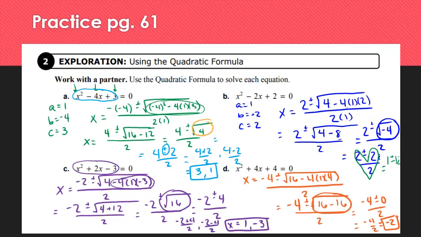So when we talk about the discriminant, I'm going to come back and talk about what happens when you get 0, how I have one solution. When I get a number larger than 0, meaning it's positive, then I have two solutions. And when I have one that is less than 0, meaning it's negative, I have imaginary solutions.